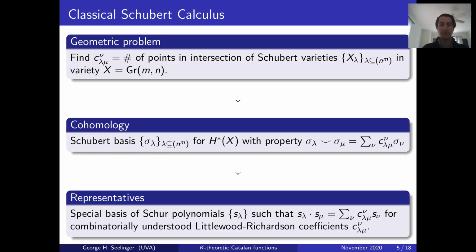Finally, it was discovered that there's a special basis of polynomials called Schur polynomials that, when they multiply together, also have structure constants that encode the same information. However, these coefficients are actually combinatorially understood pretty well. They're called Littlewood-Richardson coefficients, and they arise in other areas of mathematics too. So by understanding these Littlewood-Richardson coefficients and the Schur polynomials, you're able to gain information and understanding about the geometry of the Grassmannian.